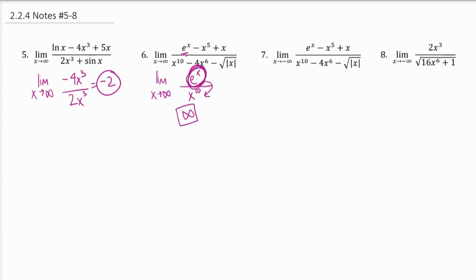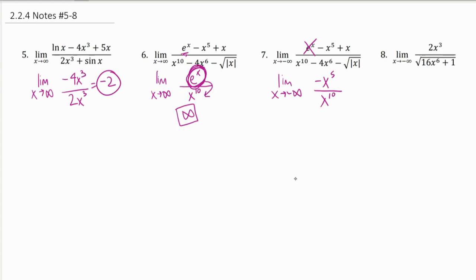Now, if your denominator were to win, let's talk about that situation. Here I have the limit as x approaches negative infinity. Normally exponential growth is the winner, but if you plug in negative infinity, that's going to be 1 over e to the infinity. That goes to 0. So exponential decay goes to 0. So here, the exponential function is not the winner because it would approach 0. So negative x to the 5th is our winner. And always keep your coefficients. And then here we have x to the 10th, negative x to the 6th, square root. So x to the 10th is still our winner.